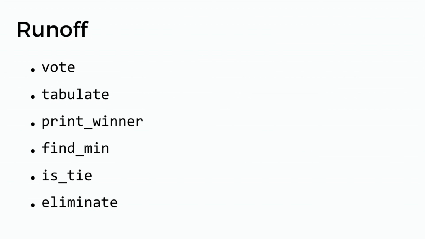Once you've done that, you'll have completed all that you need to do to implement a runoff election. By implementing the vote, tabulate, print_winner, find_min, is_tie, and eliminate functions, you'll be able to simulate this runoff election that you can test for yourself by running ./runoff and then passing in as command line arguments the names of the candidates in the election, and then typing in each voter's ranked preferences, and then seeing whether your program computes the correct winner of this runoff election.